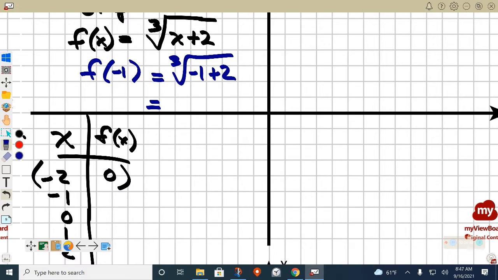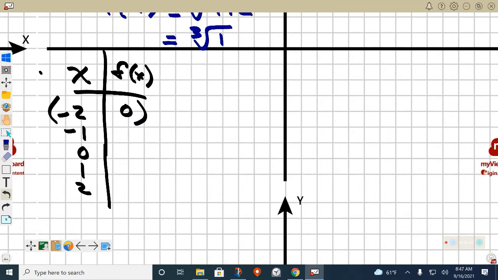Negative 1 plus 2 is a positive 1. So the cube root of positive 1, I want to say is 1, because 1 times 1 times 1 is still 1. Okay, cool. That was easy. I don't need to use decimals for that one, but go ahead and use it if you want. So when x is negative 1, f of x is positive 1.